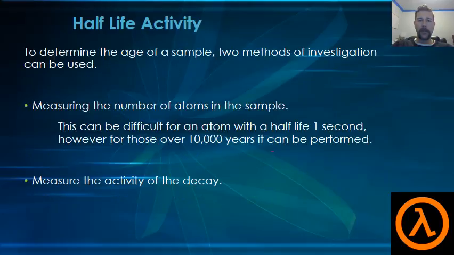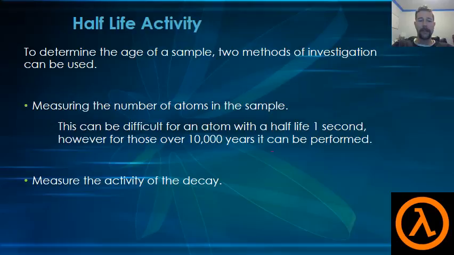To determine the age of a material, two methods of investigation can be used. So the first is to determine the number of atoms in the sample. Now this can be very difficult when the material has a half-life that is really short, because during the measuring process the number of atoms will change. Now this method is mainly used for materials with half-life over 10,000 years.